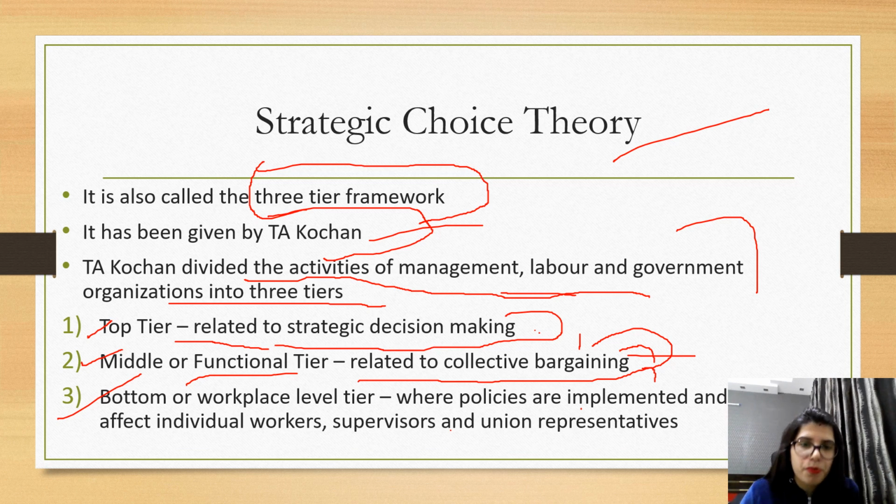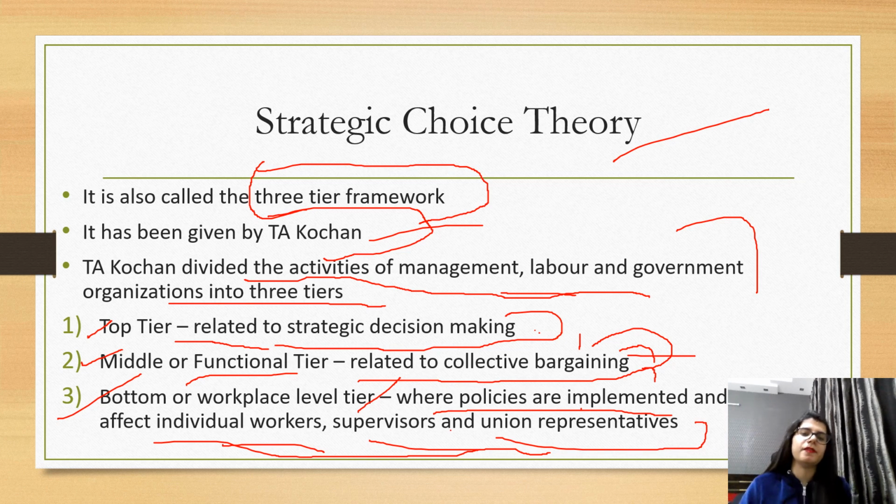और बॉटम और वर्क प्लेस लेवल टियर जो होता है, जहां पे पॉलिसीज एक्चुअली इंप्लीमेंट होती हैं, जहां पे एक्चुअल काम होता है फ्लोर लेवल पे, so that is the bottom or workplace level tier. अब यहाँ पे सारे इंडिविजुअल वर्कर्स, लेबर, सुपरवाइजर्स और यूनियन रिप्रेजेंटेटिव्स आते हैं.